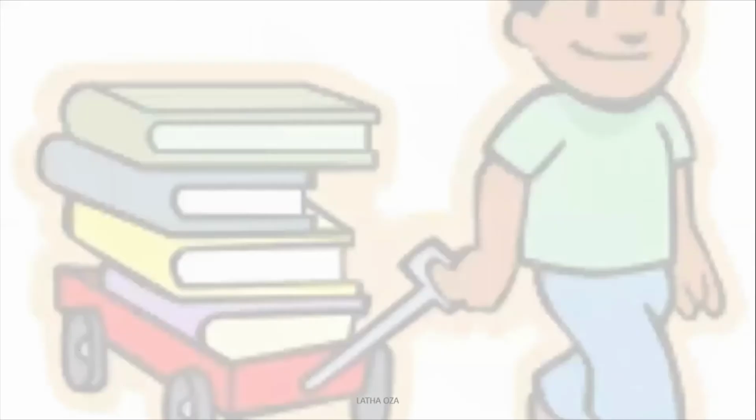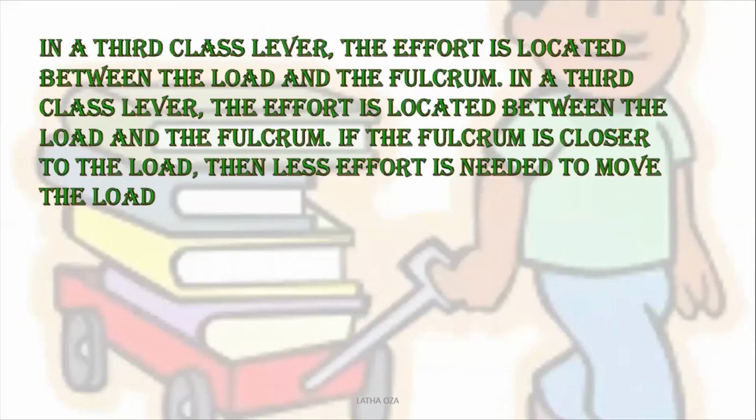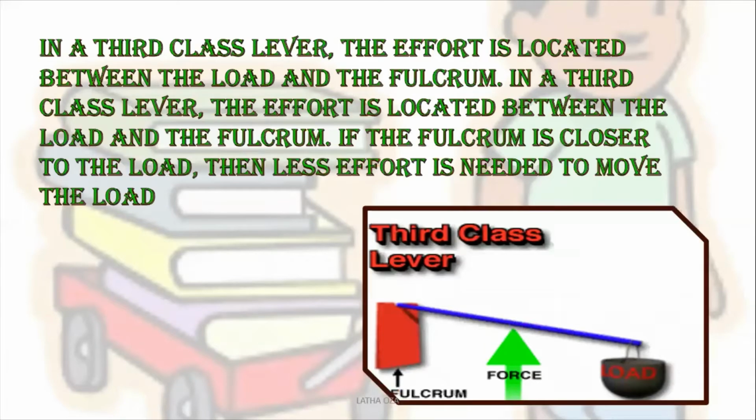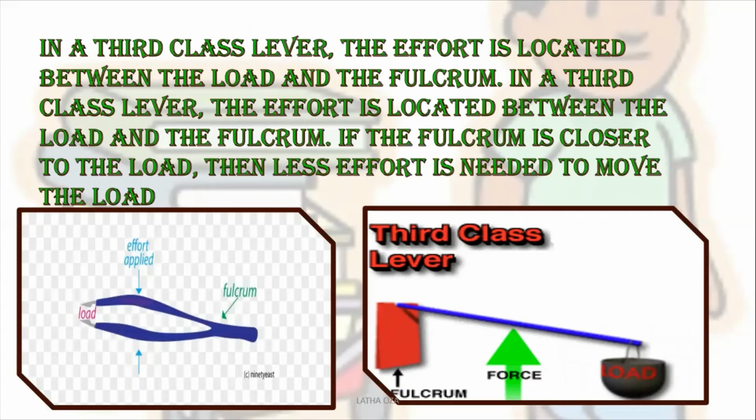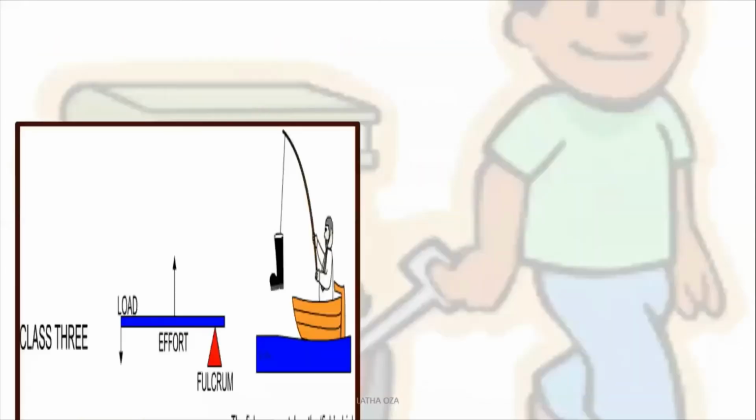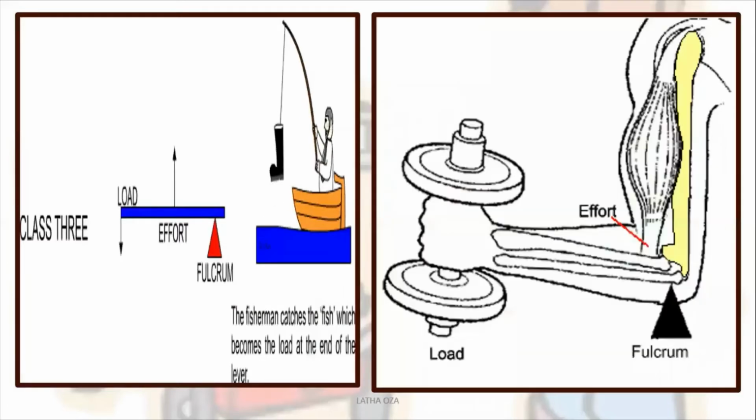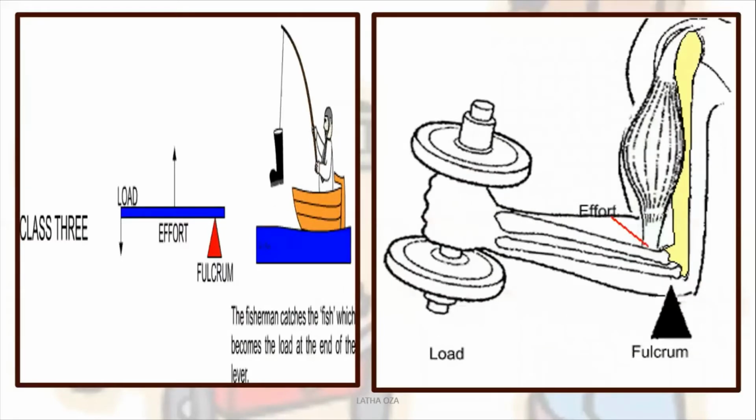When we talk about class 3 lever, the effort is located between the fulcrum and the load. If the fulcrum is closer to the load, then we use less effort to move the load. For example, a fishing rod, or the effort put by a sportsman to lift an object.